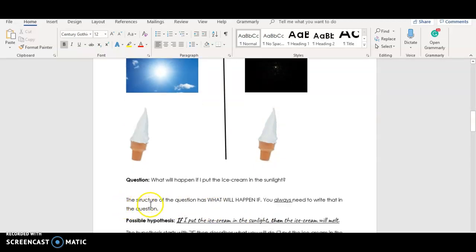Now, I want you to see the structure of the question. What will happen if? You always need to write that in the question. So if you're making a question, this is the important part to recognize or to identify that this is not a normal question. This is an experimental question. It's a scientific inquiry question.